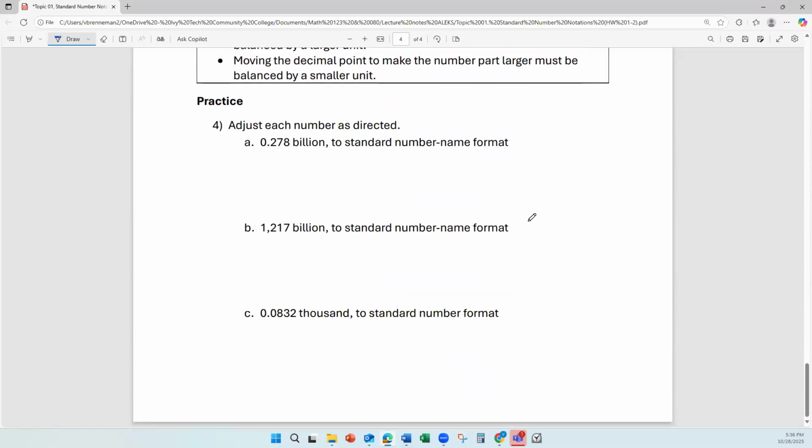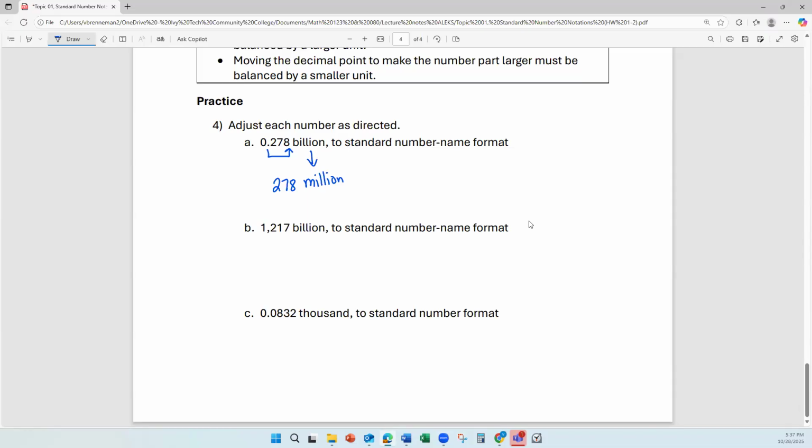Then practice number 4, we're adjusting to a more standardized format, so 0.278 billion. That's too small to actually be billions, so I need to drop down from billions to the next lower level name, so million. As I do that, I'm moving the decimal point 3 places as I'm moving a full comma level. And so this is 278 million.